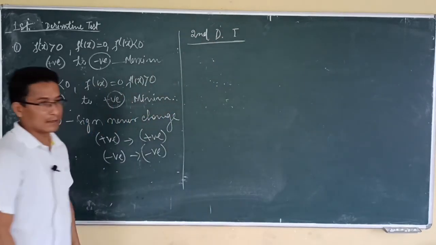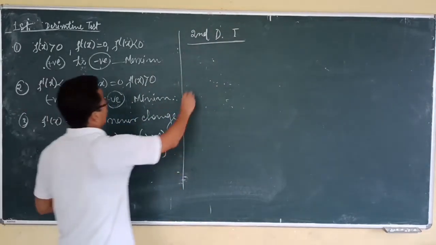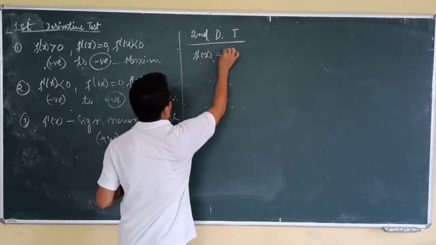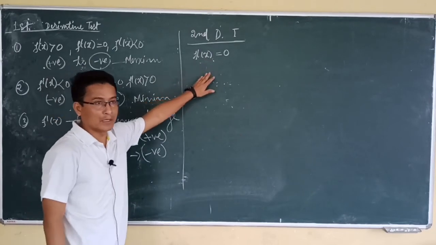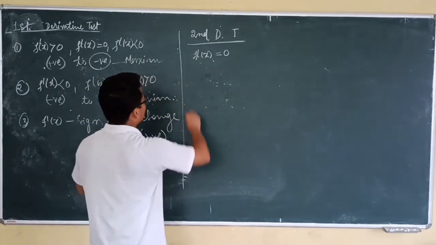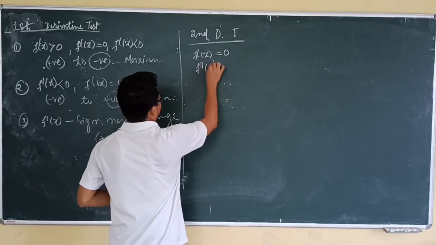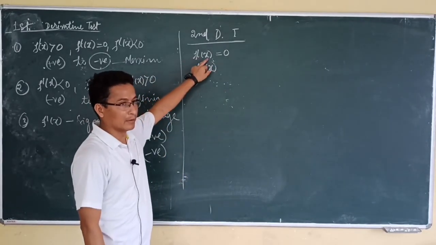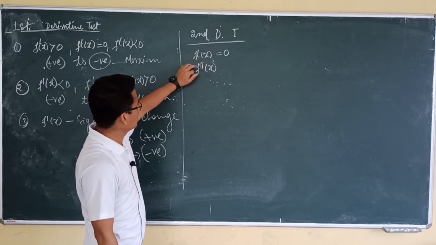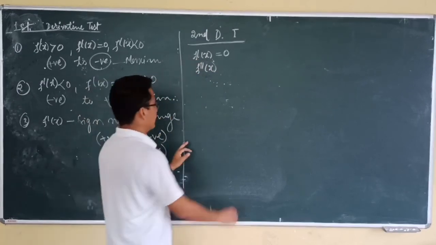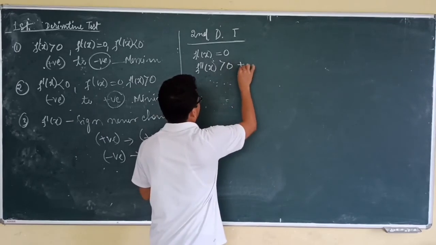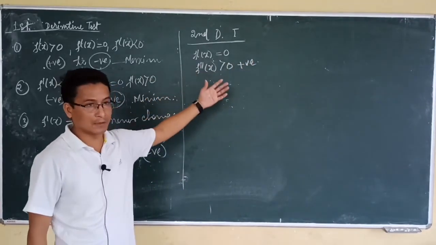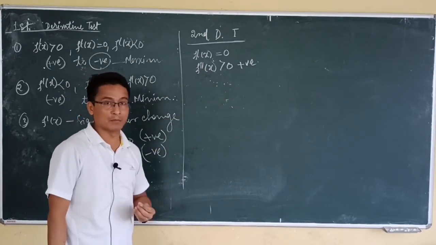In the second derivative test, what can we do? We take f dash x equal to 0. From here we find the critical point. Again we find f double dash x. After finding the critical point, if this f double dash x is greater than 0, that means positive, then we get a minimum.